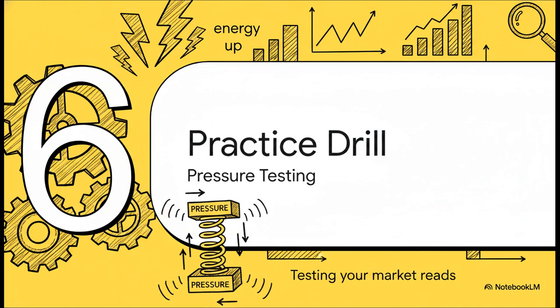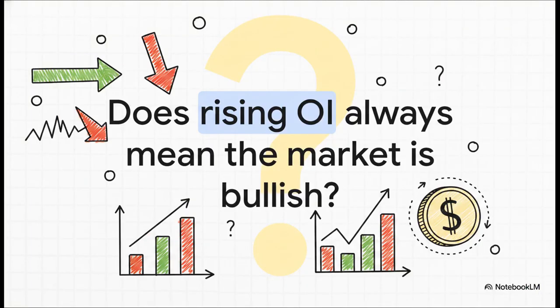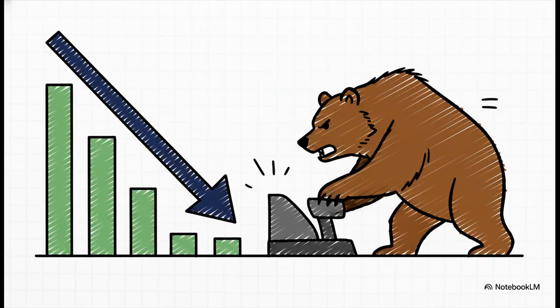Let's wrap things up with Part 6, an executive practice drill to pressure test your market reads. All right, let's bring the energy up. I want to pressure test what we've covered to ensure this framework is really locked in. Question 1. Think fast. True or false? Rising open interest always means the market is bullish. The answer is false. Remember, rising open interest simply means new positions are entering the market. If the price is falling while that open interest rises, that is strong bearish. It means short sellers are actively stepping on the gas.